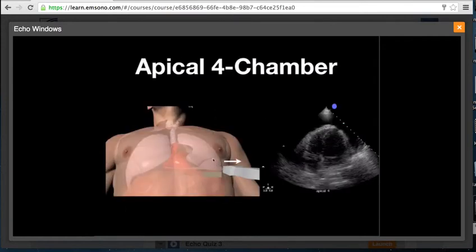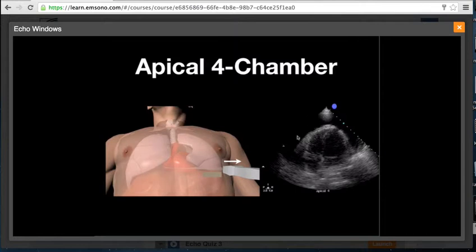Now the apical four-chamber is a nice four-chamber window. This one is going to be obtained with the transducer at about the level of the PMI, and if you are in the abdominal preset, your indicator is going to be pointed toward the patient's right. If you are in the cardiac preset, your indicator is going to be pointed toward the patient's left, and this will provide you with the following view.